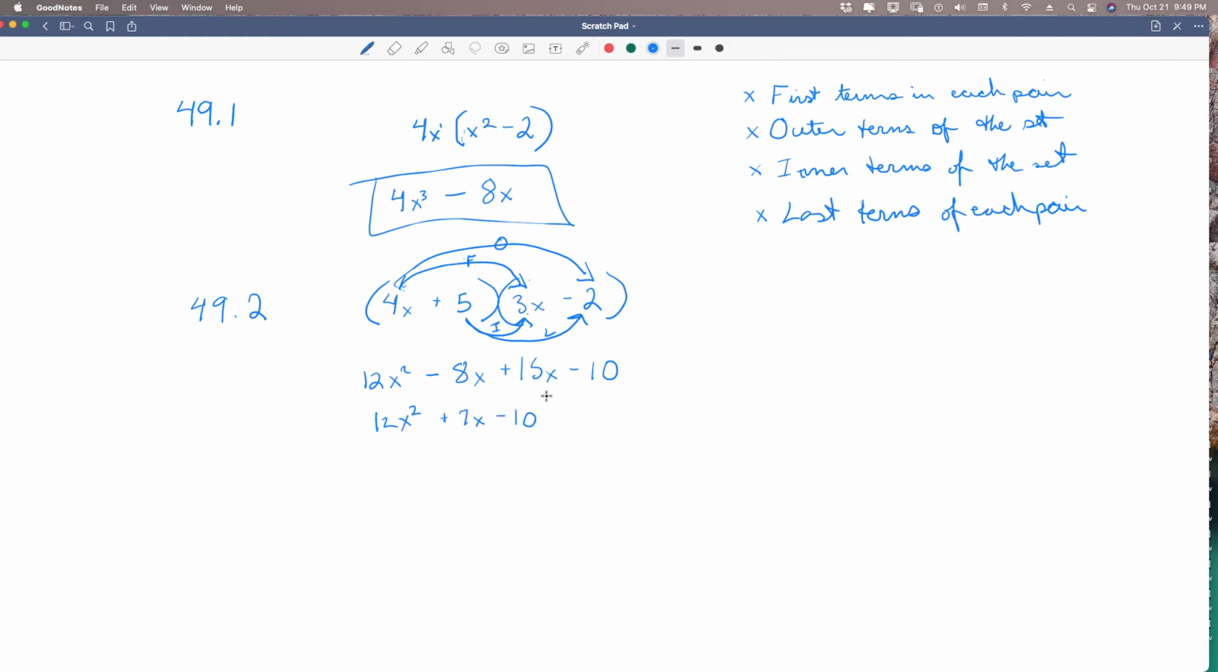All right, and that would be our final answer. We can't combine them anymore because they have different degrees. All right, let's look at 49.3. And we'll use the stacking method for this one. And you remember the stacking method. We learned it in lesson 48.